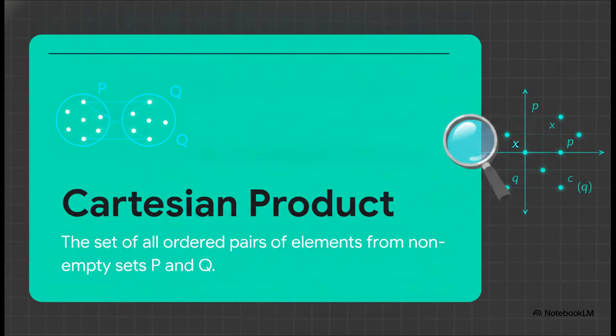Look at this. We always start with the Cartesian product. Think of two non-empty sets. Let's call them P and Q. You simply pair their elements together. Take one from P, take one from Q. Boom, you have an ordered pair. We write it as P cross Q. It's basically a giant matching game. Every single possible pair gets created.